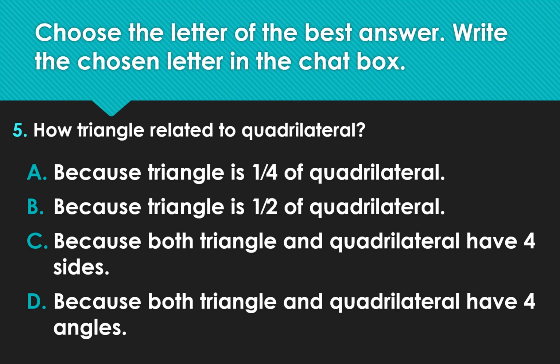Again, how does a triangle relate to quadrilaterals? A. Because a triangle is 1/4 of the quadrilateral. B. Because a triangle is 1/2 of the quadrilateral. C. Because both triangle and quadrilateral have four sides. D. Because both triangle and quadrilaterals have four angles. And the correct answer is B, because a triangle is one half of a quadrilateral.